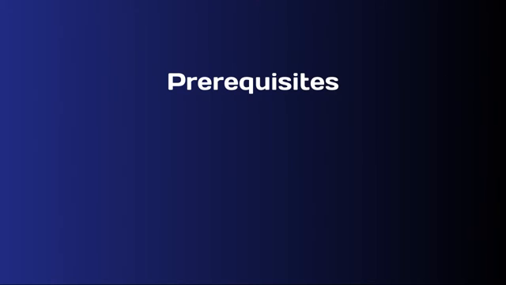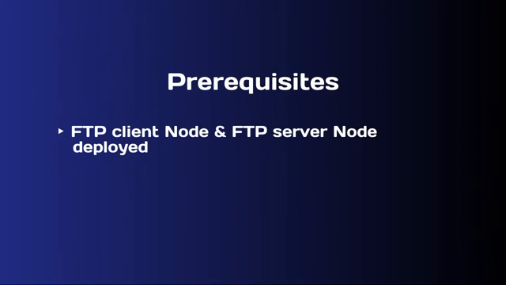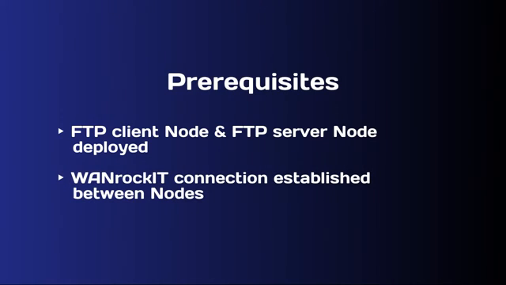Before setting up your WANrockIT FTP connection, ensure the nodes at your FTP client and server sites have been deployed and a WANrockIT connection has been established between the two. To deploy each of your nodes, see the videos for deploying an AWS instance or deploying a WANrockIT or CSP node using vSphere client as appropriate. To connect your nodes, see the videos for connecting to on-prem nodes or connecting two nodes on-prem to AWS as appropriate. Links for these videos are available in the description.